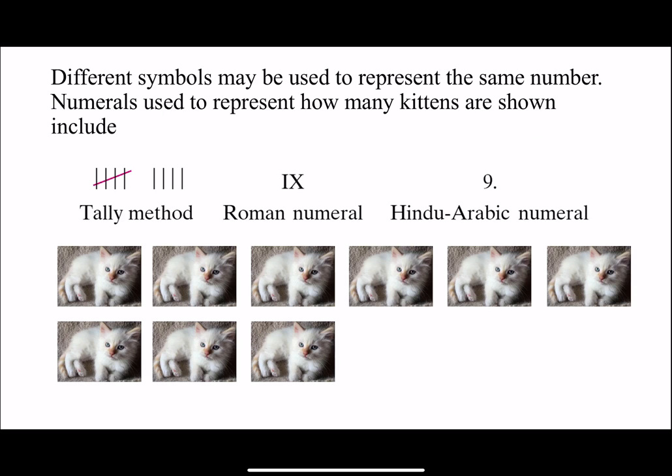So cute. Different symbols can be used to represent the same number. So, for example, different numerals we can use to represent 9 kitties. We can use Roman numerals, we can use Hindu Arabic numerals. Guys, Hindu Arabic is base 10 that we usually use. Here we go.